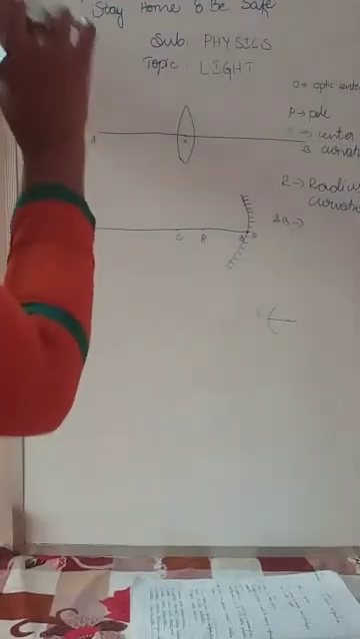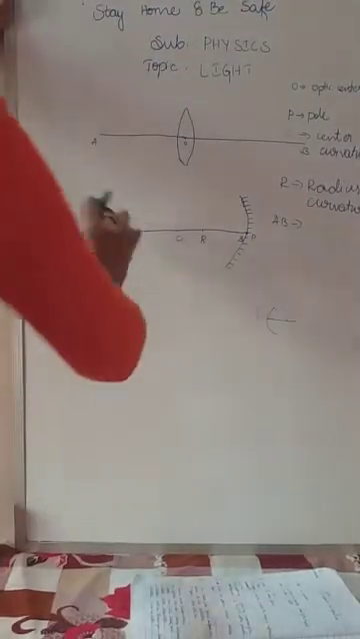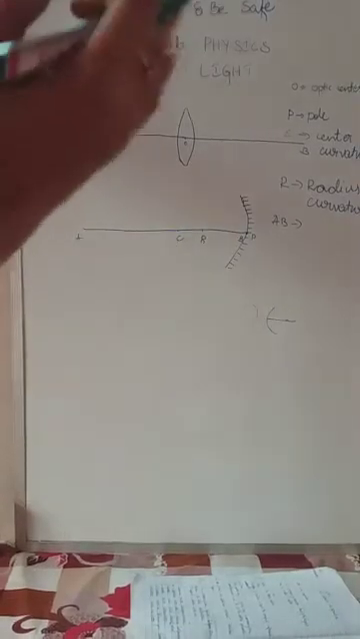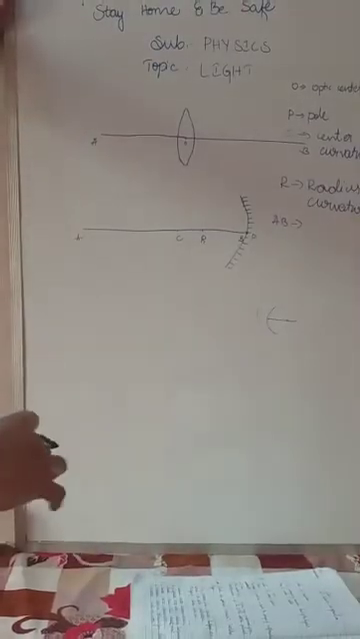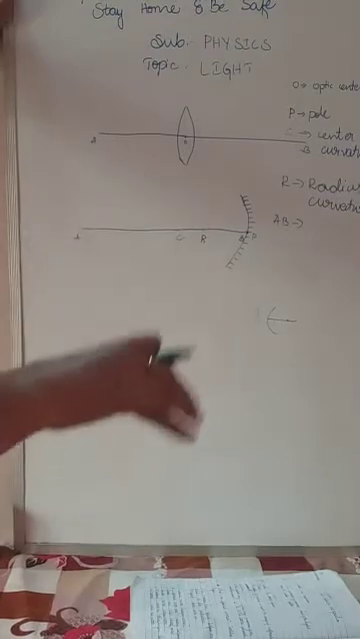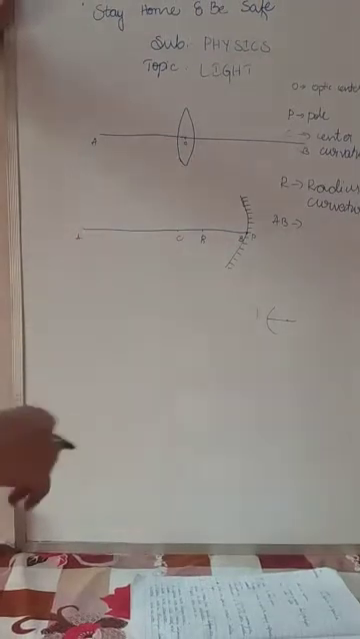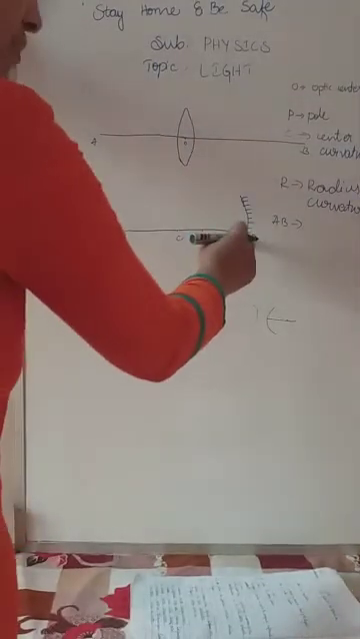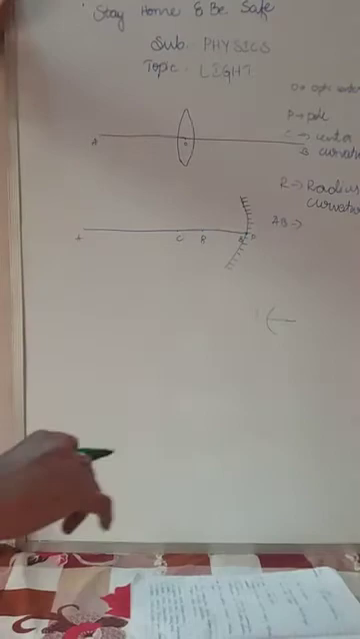So what is meant by principal axis? It is an imaginary line. Nobody can see that. Imaginary means we just have to imagine it in our mind. The imaginary line which passes through the center of the lens in a lens, and the pole of the mirror in a mirror, is called the principal axis.